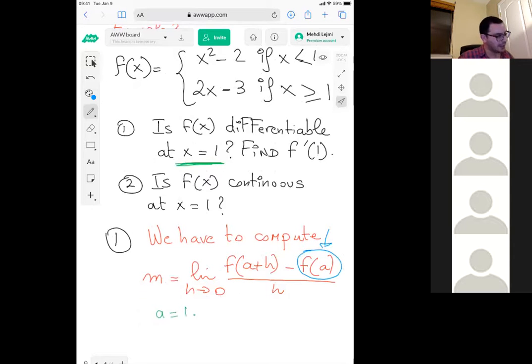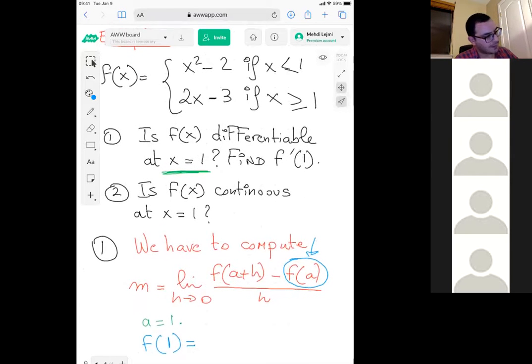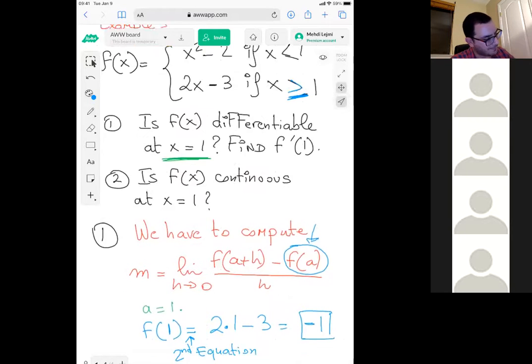So what will be f of a in our case? So what's f of 1? So which equation are we gonna use for f of 1? Second. The second one, right? Because x can be equal to 1, right? X is larger or equal to 1. So x can be equal to 1. So we need to use the second equation, right? So that's 2 times 1 minus 3. So that's negative 1. So f of 1 is negative 1, right?